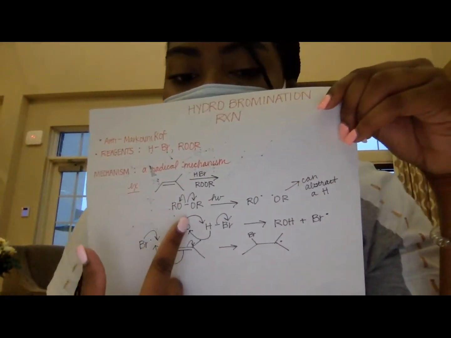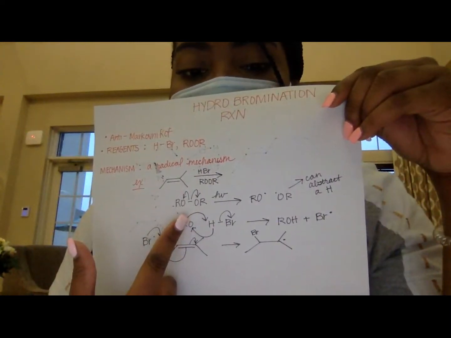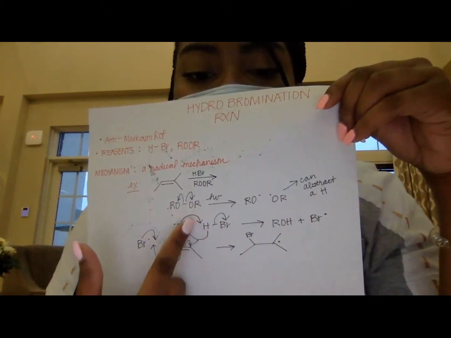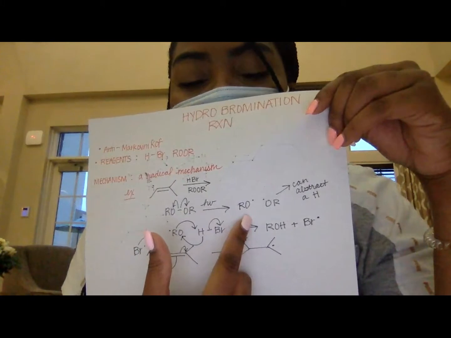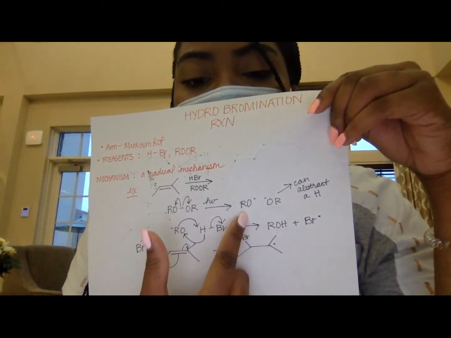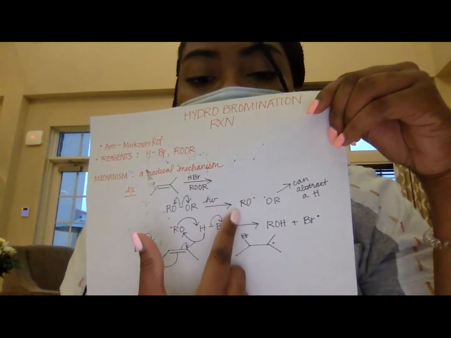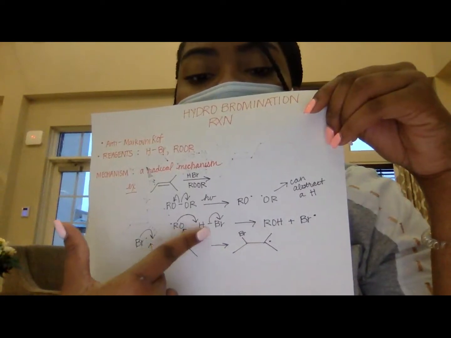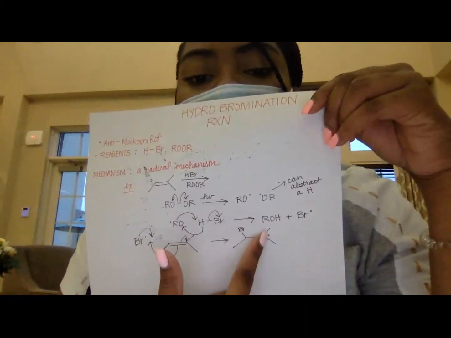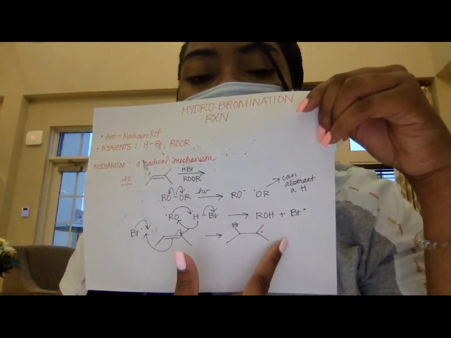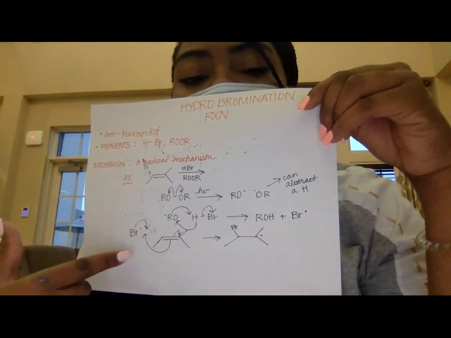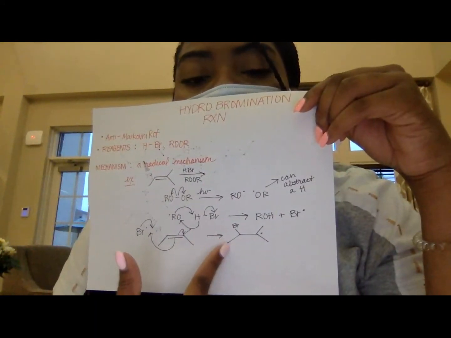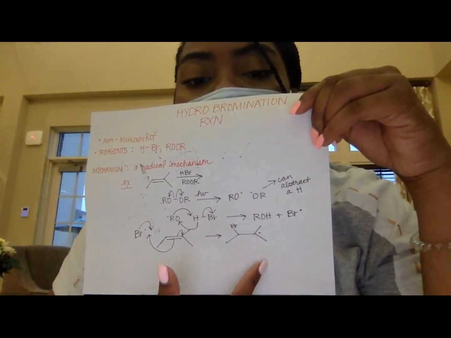So what happens is peroxide bonds are easily broken in the presence of light. And when these bonds break, it yields these two products, and these products are radicals. These radicals are then able to abstract a hydrogen from the HBr, leaving behind an alcohol and a bromine radical. The bromine radical can then attack the alkene, and it adds itself to the less substituted carbon, and it forms a tertiary radical.